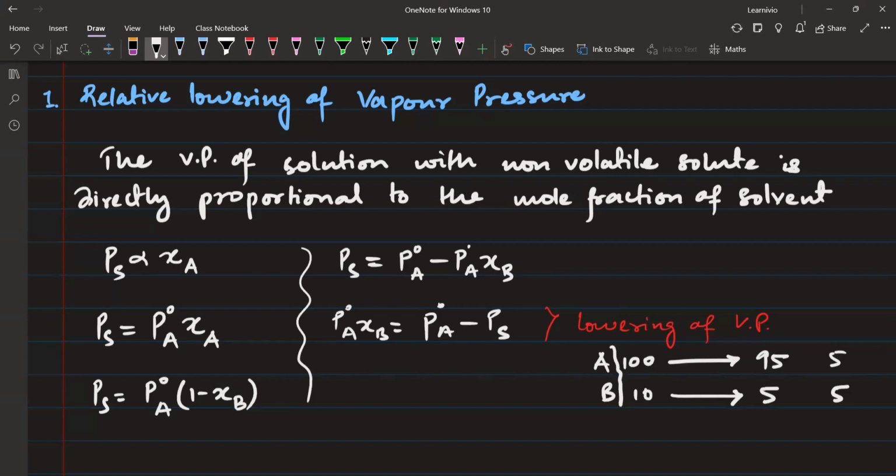Something went from 100 to 95. Is that a greater difference, or something went from 10 to 5? That is a greater difference.